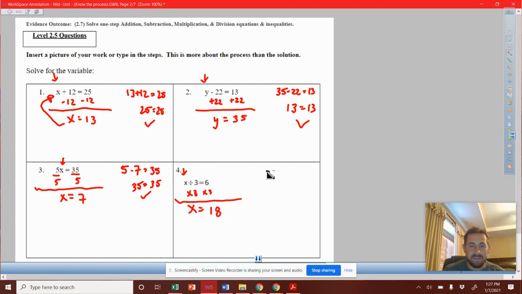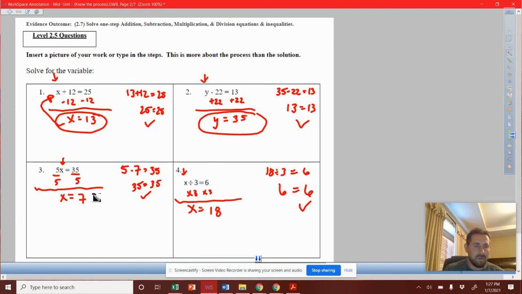So I'm going to test it. I'm going to do 18 divided by 3, and I'm going to hope that equals 6. Well, 18 divided by 3 is 6, so 6 equals 6. I've checked all my work. I'm going back and circling all my answers for my final variable, and it's looking good.